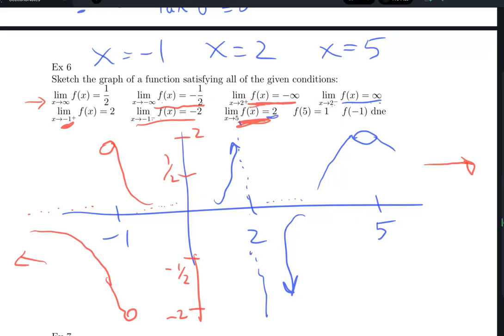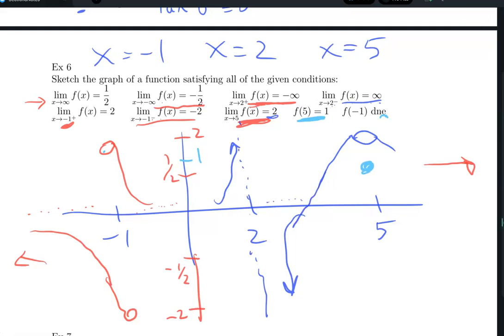Y value of 2. Okay, so then this here says when x is 5, y is 1. Okay, so we've got this flying dot here. And f of -1 doesn't exist. Okay, so we can leave an open hole there. All right, let's join our pieces together.